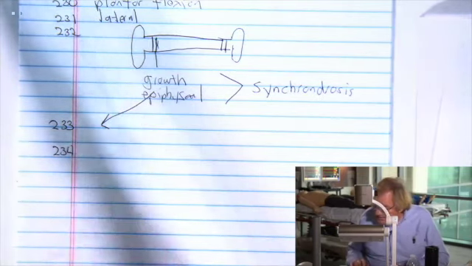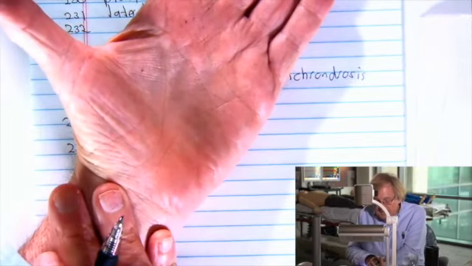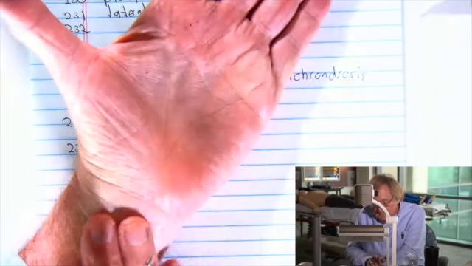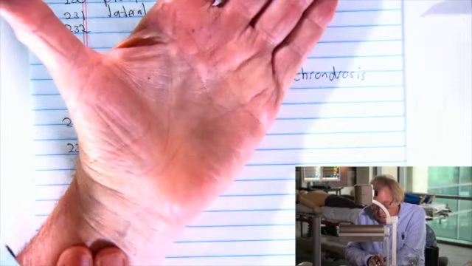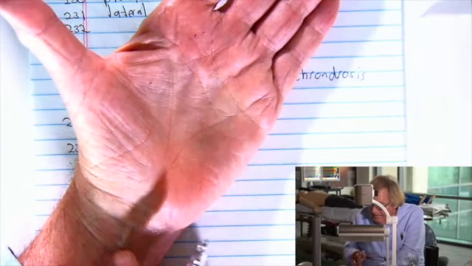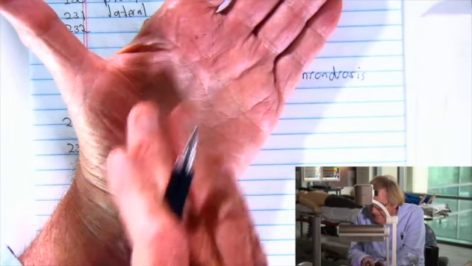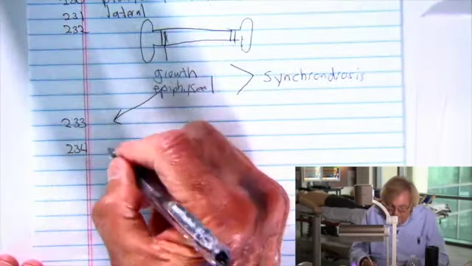234 is the carpus is what to the metacarpus. Well, if this is my carpus and that's my metacarpus, this is proximal to, and this is distal to. So the question is, my carpus is what to my metacarpus? It's proximal.